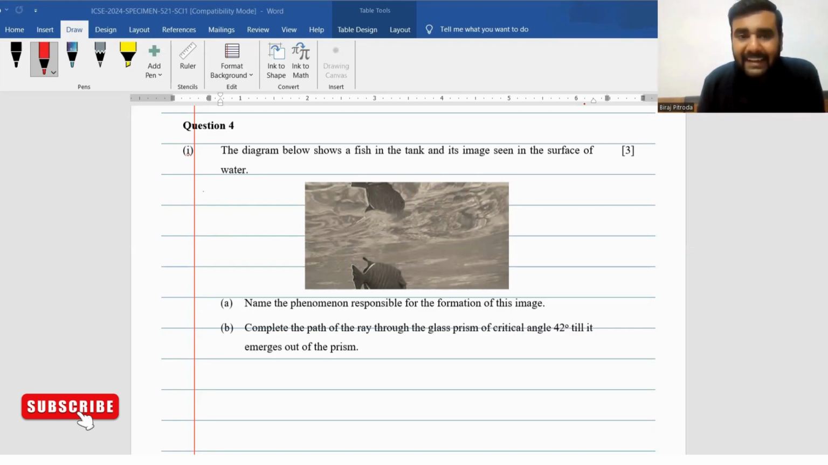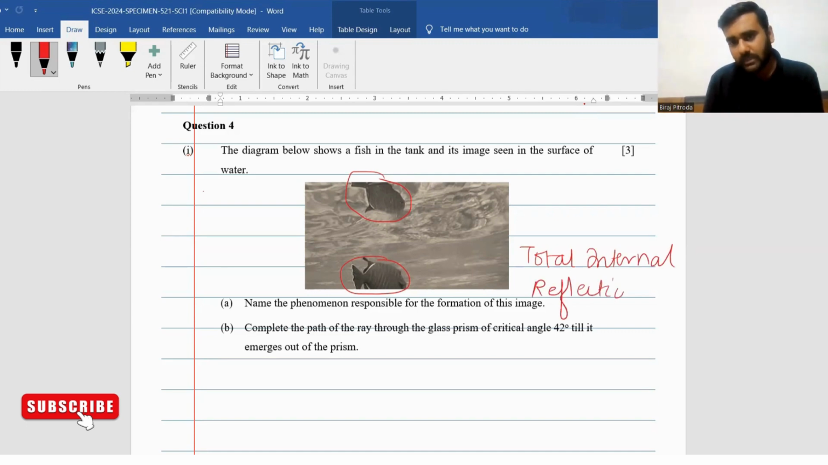So the question is, the diagram given below shows a fish in the tank and its image is seen on the surface of the water. So this is the original fish and this is the image of the fish which is seen. The sub question is, name the phenomenon responsible for the formation of this image. The phenomenon of light which is responsible is total internal reflection. That's perfectly correct, students. The phenomenon which is responsible is TIR, that is total internal reflection.